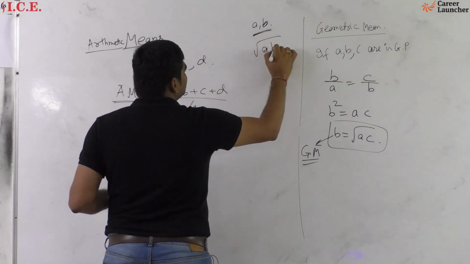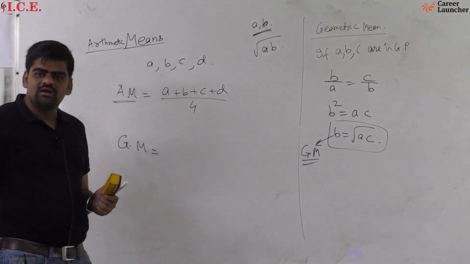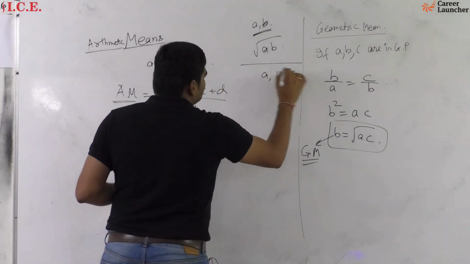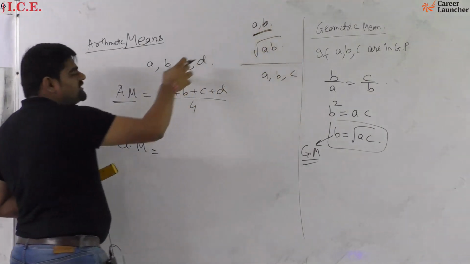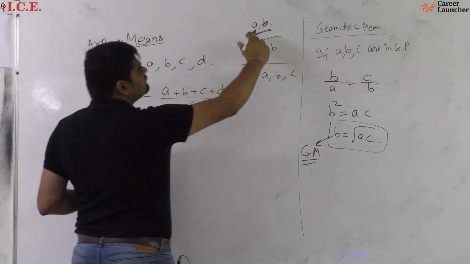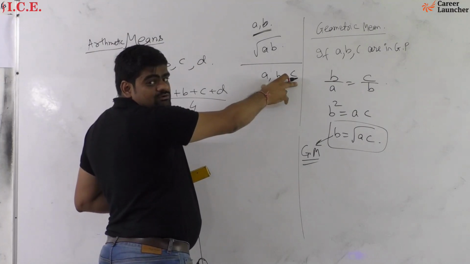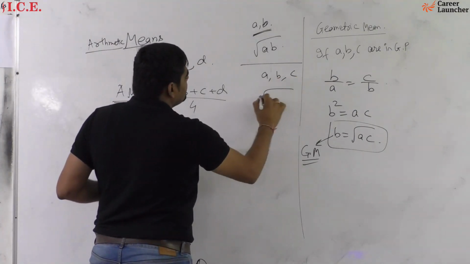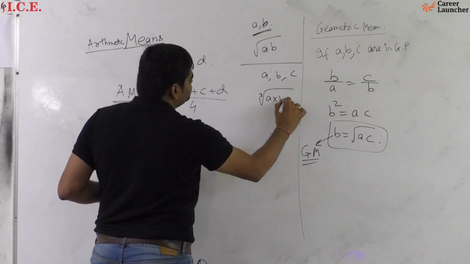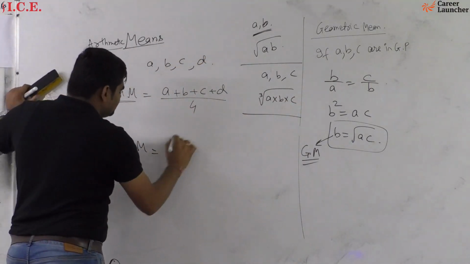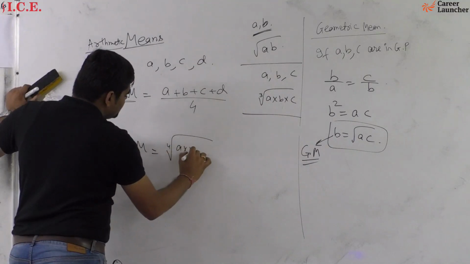It is nothing but square root of A into B. If it was 3 terms, it will be A, B, C. See here, for arithmetic mean you would have done A plus B by 2. Here it is square root. For arithmetic mean you would have done A plus B plus C by 3. Here it will become cube root of A into B into C. And for 4 terms, what will it become? Yes, the fourth root of A into B into C into D.